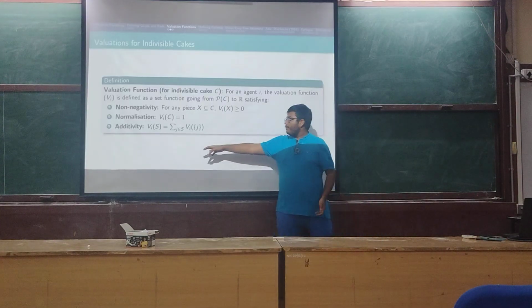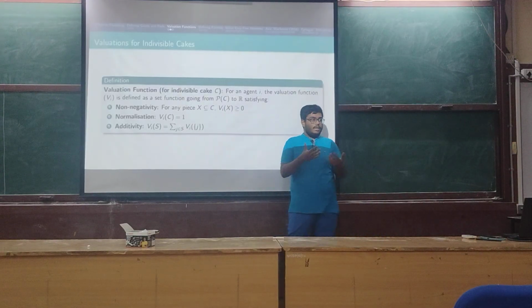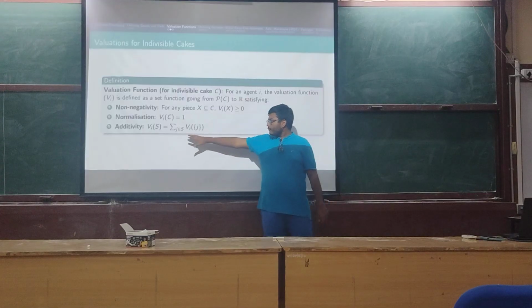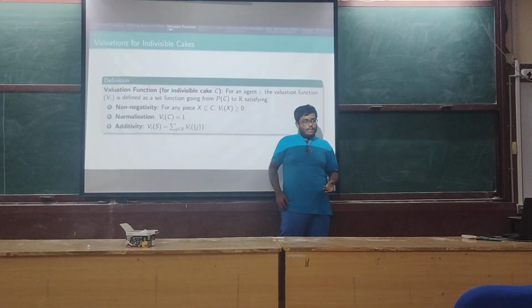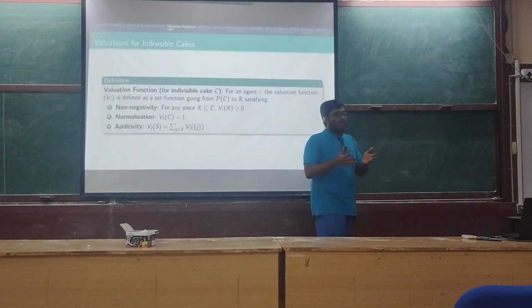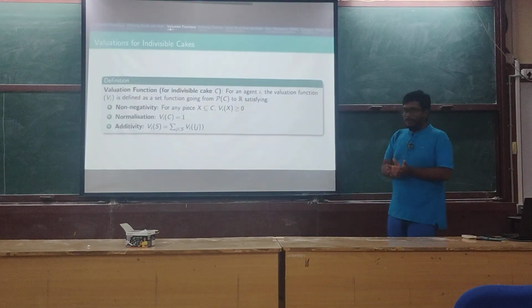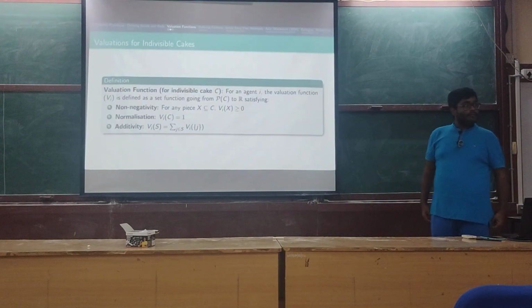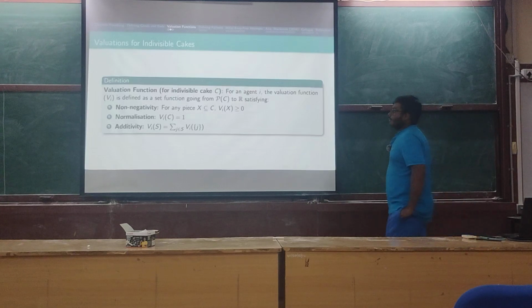So if I have set S, which is my goods or cake, then for every j belonging to S, we can take that as a sum, like the sum of the valuation of j individually. Alright. How do we do the summation of vi inside j?